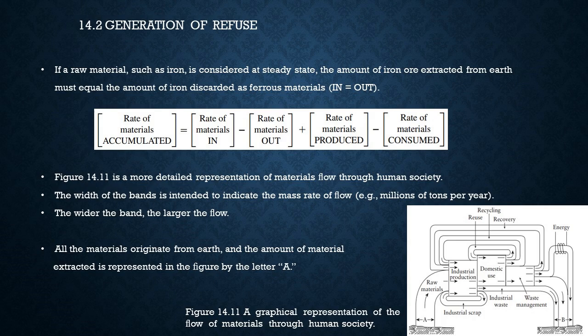Figure 14.11 is a more detailed representation of materials flow through human society. The width of the bands is intended to indicate the mass rate of flow, e.g., millions of tons per year. The wider the band, the larger the flow. All the materials originate from Earth, and the amount of material extracted is represented in the figure by the letter.